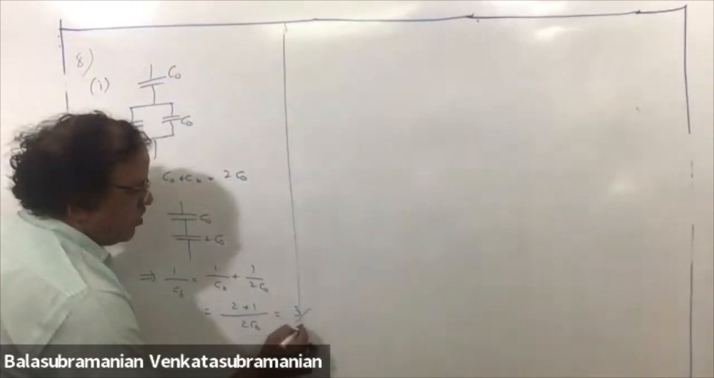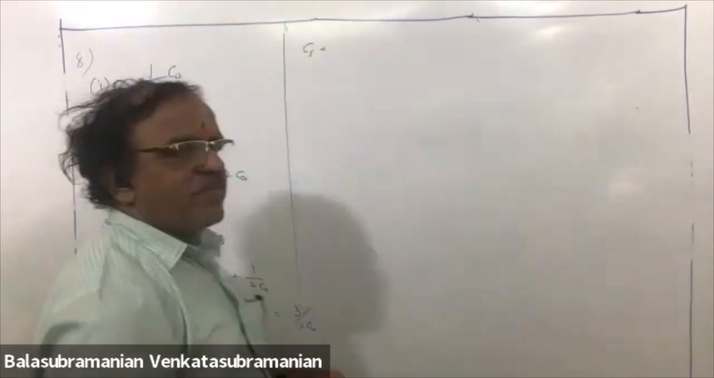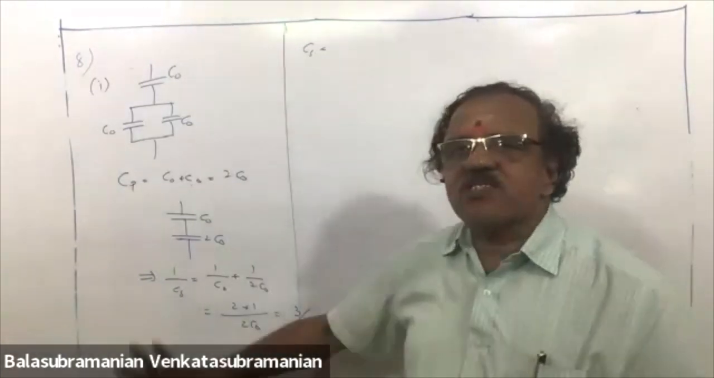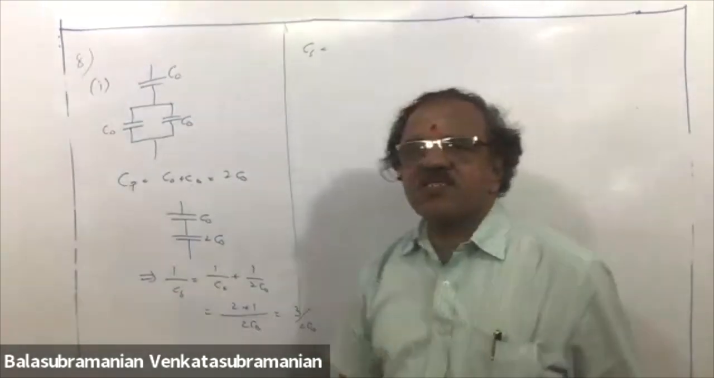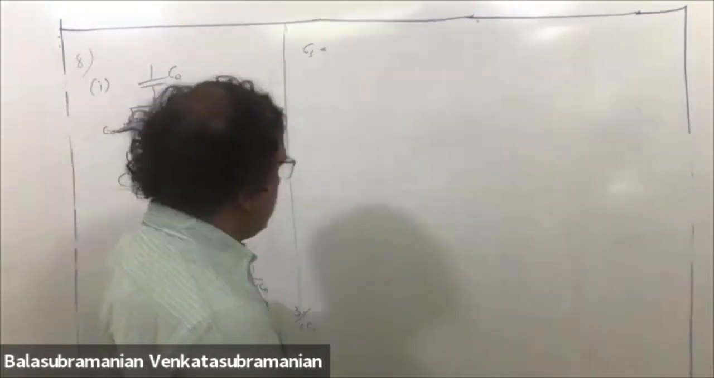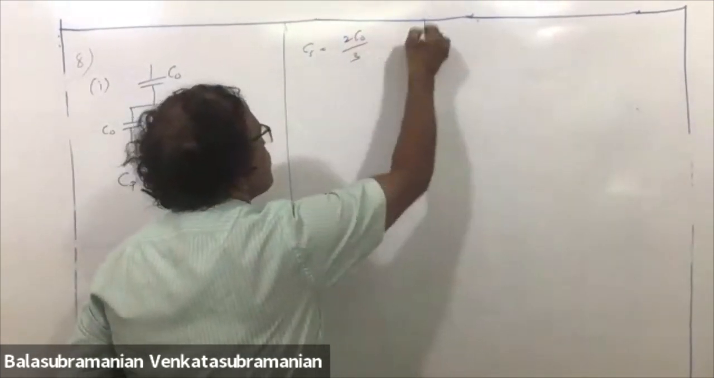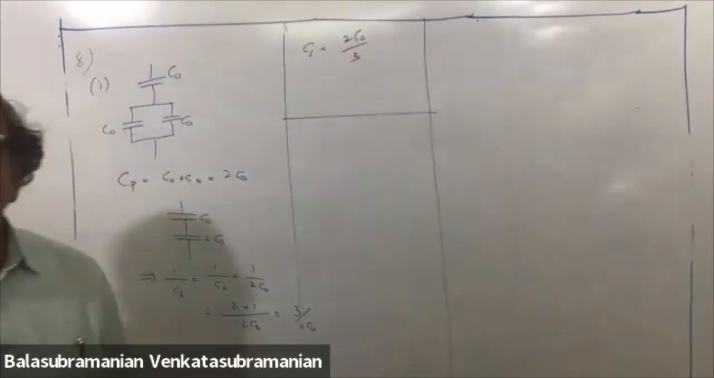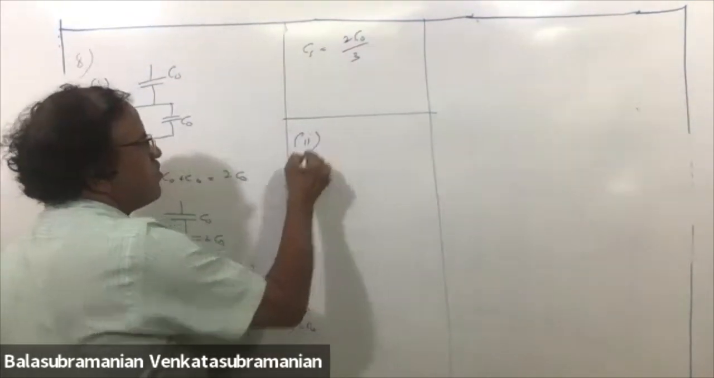3 by 2 C0. So CS, most of the students are committing a mistake here. After finishing the answer, they are leaving it as it is. No, because you are calculating 1 by CS. We need to calculate the CS value. So CS will be 2C0 by 3. Correct? Fine.